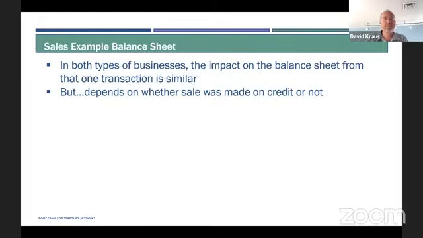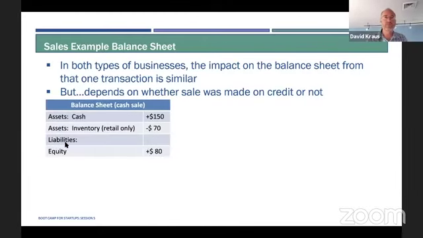So now we're going to look at, okay, what happens on the balance sheet? Now, for these sales examples, the distinction we're going to draw here is whether the sale was made on credit or not. So let's go ahead and look at that first one. This is the cash sale. What does your balance sheet look like for the cash sale? And again, it was a $150 transaction for both of our example businesses.